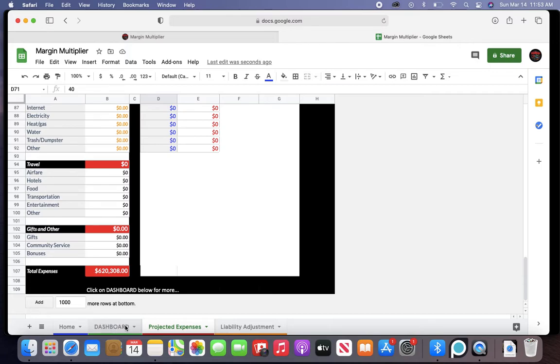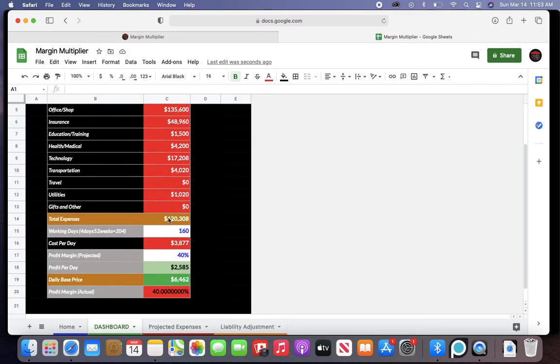Now click on dashboard. It'll give me the total expenses. Now maybe I don't work 160 days a year. Maybe I work 200 days a year. It's gonna give me a cost per day. Now I want to factor in a 50% margin.